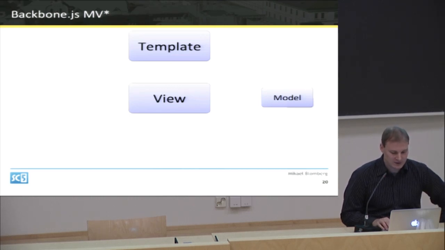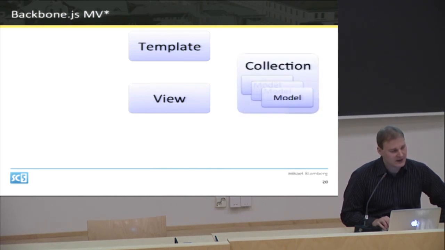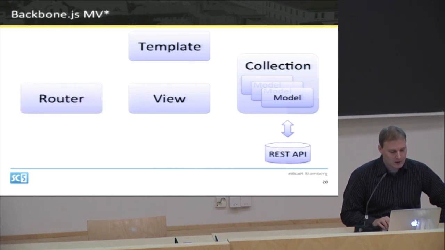Then, because we're in an environment where we have lots of data, it's sometimes useful to have a more specific way to access all of that data. And that's why there are collections. We're going to check into that later, but it's basically a managed set of models. And the REST API is going to give you that data for the model and the collection.